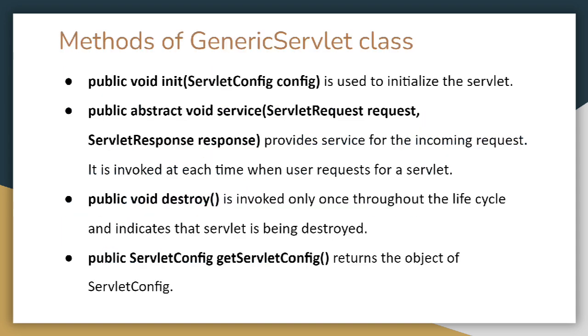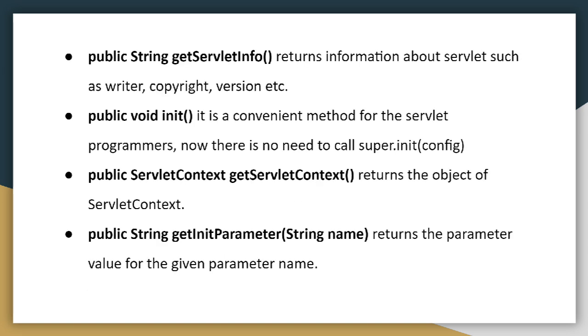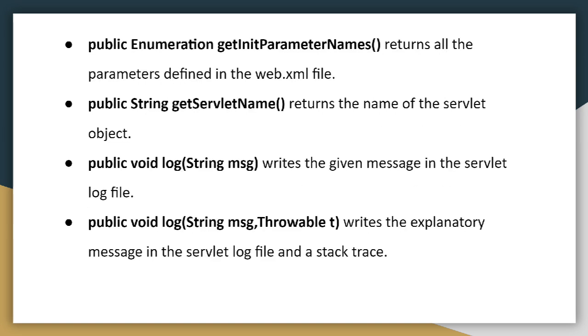These are some of the methods of generic servlet class. Void init is basically used to initialize the servlet. Public void destroy is only invoked once throughout the lifecycle, and it indicates that the servlet is destroyed. These are some more methods used in the generic servlet class. Here public void log saves a message in the log file.